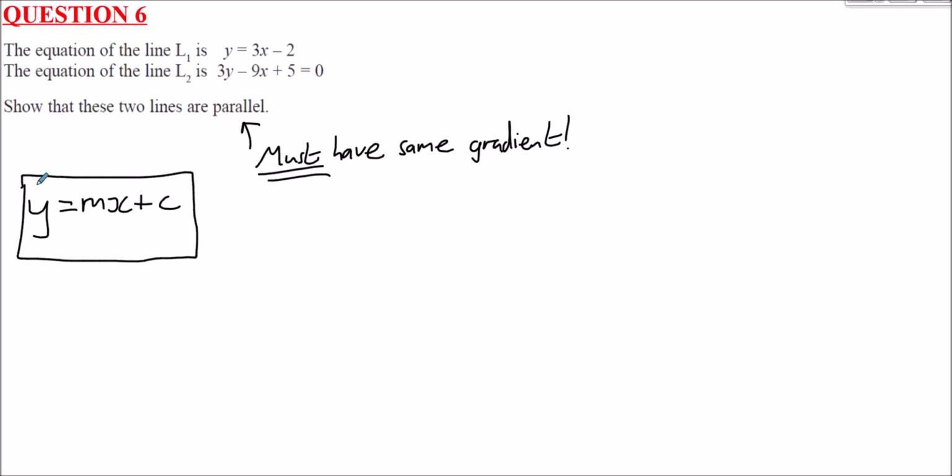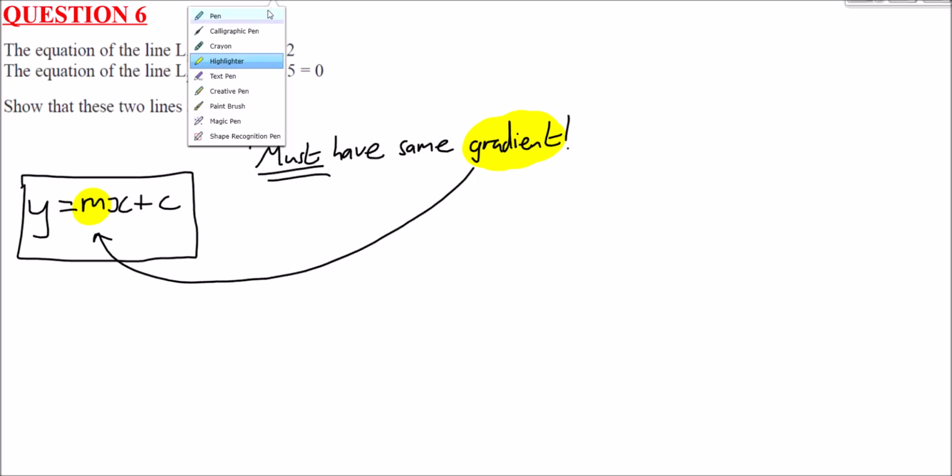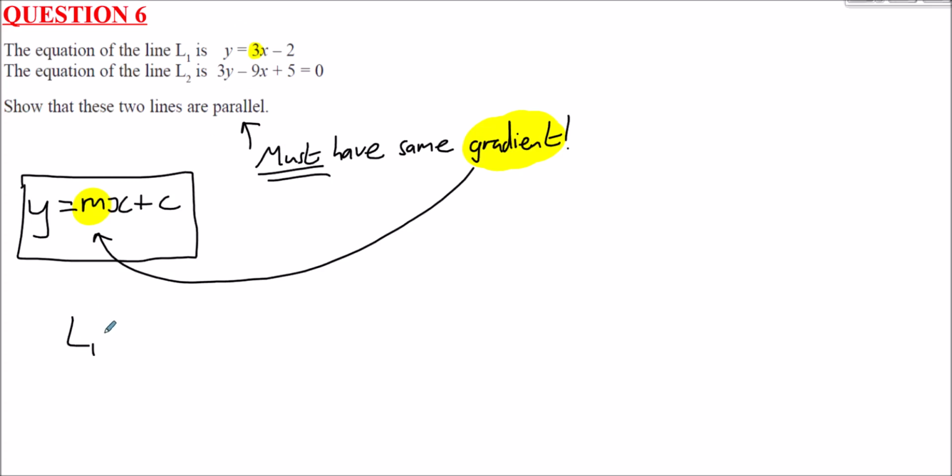So if y is on its own on the left, if y is the subject, the number in front of the x, the m, is actually the gradient. So this here is the gradient, m. For L1, it's already in the form y equals mx plus c. So for L1, we know the gradient equals 3, because it's 3x minus 2.